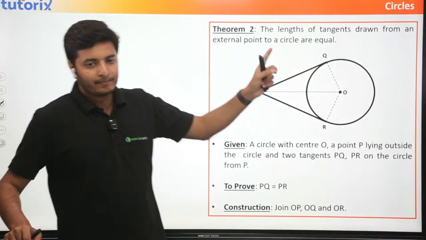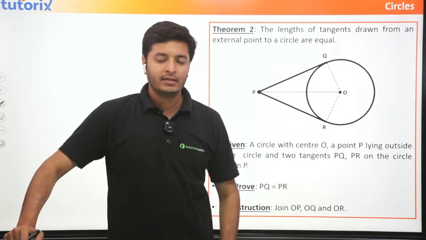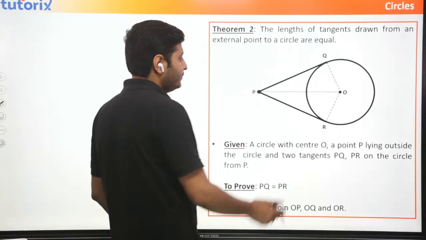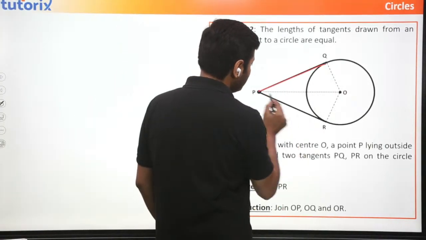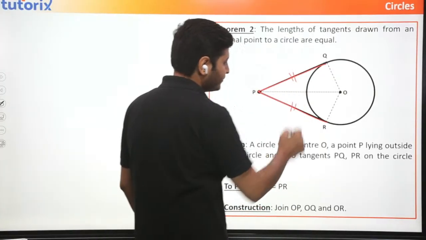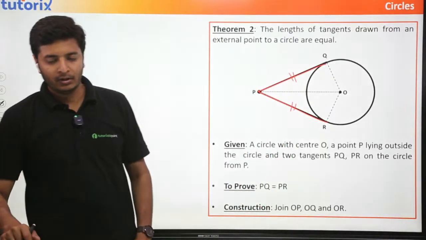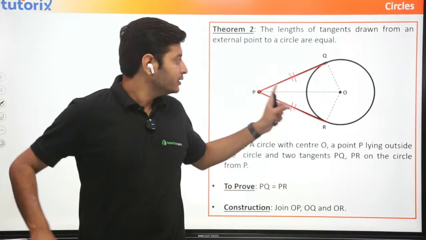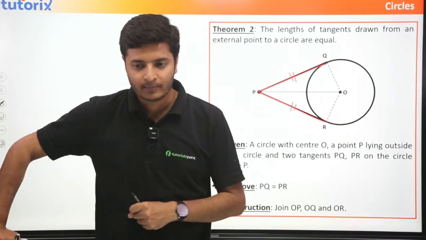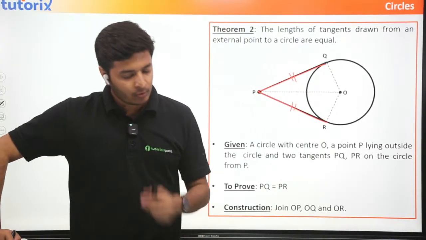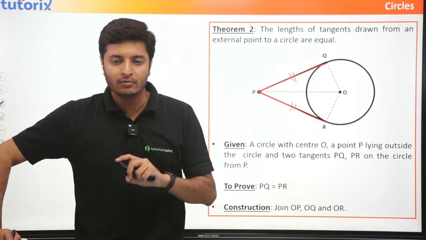According to the theorem, we need to prove that the lengths of tangents drawn from the external point of a circle are equal. It means that PQ and PR, the lengths of these two, are equal. This one is also very useful, and there are high chances that they are gonna ask you this theorem in the exam. How to prove this? The proof is also very easy.